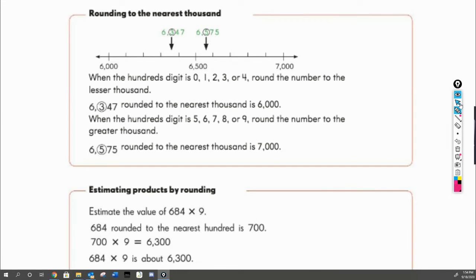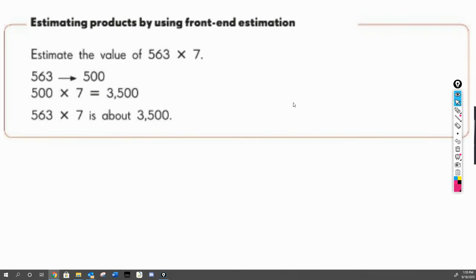All right. See, math always has real-world application. And then you can also estimate products using something called front-end estimation. Kind of the same idea. Is just taking 563 and not even, so that last one we used rounding and rounded to the nearest hundred. Here we're just taking the first digit and doing 500 times 7.